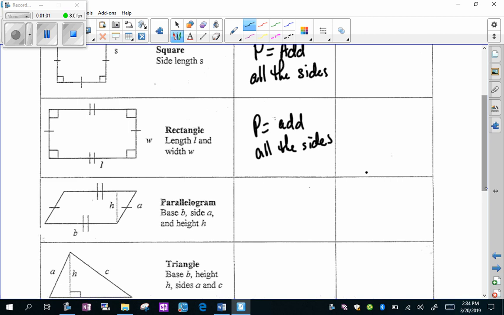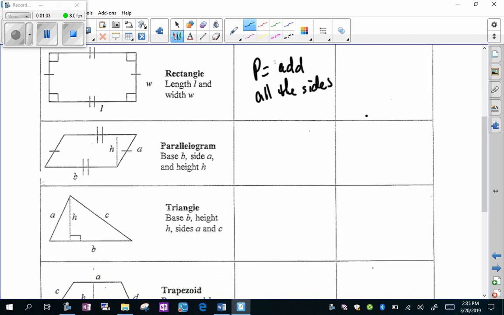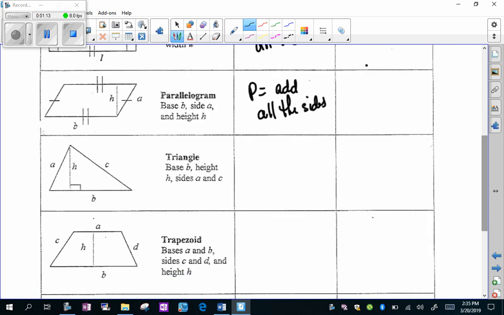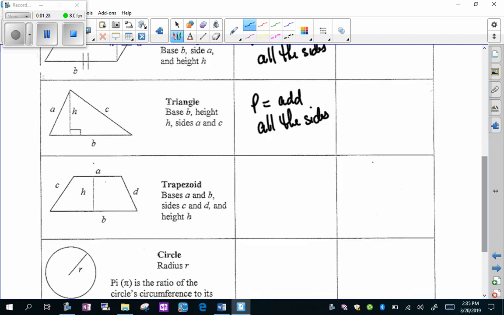All right, for the parallelogram, same thing. It's going to be add all the sides. The triangle, 3 sides, but still you're just going to add them up to find the perimeter. Then the trapezoid, okay, once again, add the sides.